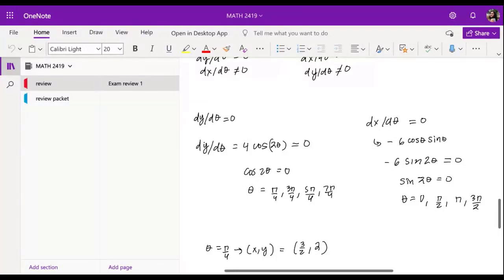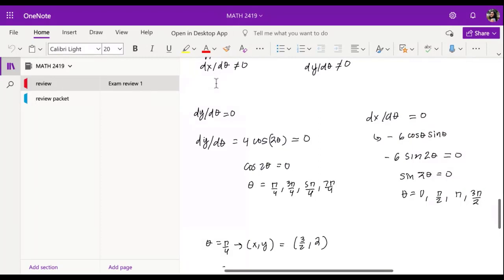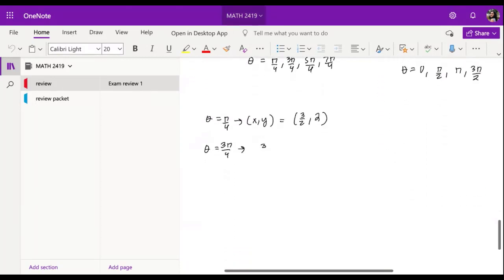Is everyone still able to hear me and see my screen? It says my connection is poor, so hopefully everyone is still able to see my screen.